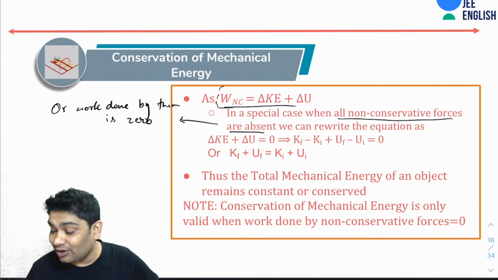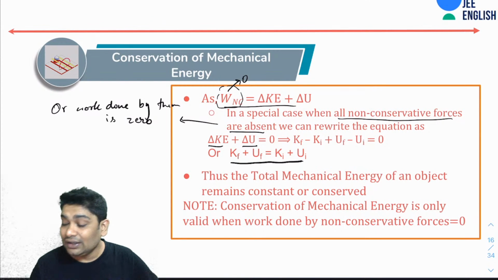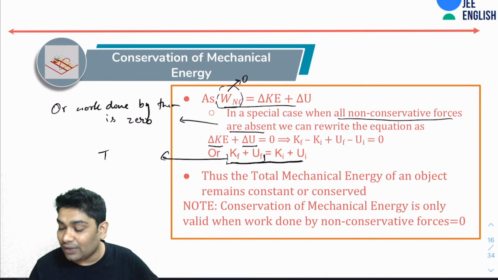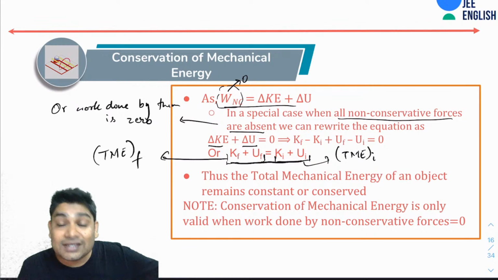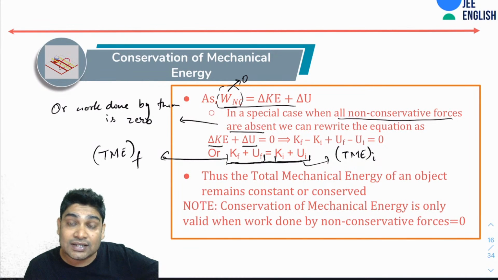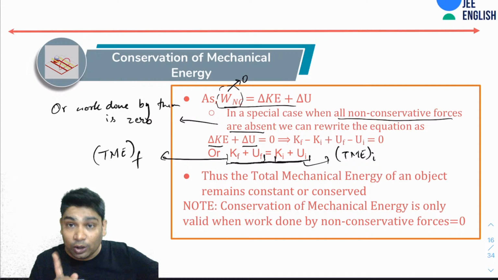this term would go down to zero. And if this term goes down to zero, then I have delta K plus delta U equals zero, which gives us this form. And we've already realized that this is the final total mechanical energy. So this is total mechanical energy final. This is total mechanical energy initial. Thus the total mechanical energy of an object remains conserved or constant in case there are no non-conservative forces, or the non-conservative forces are not doing any work.